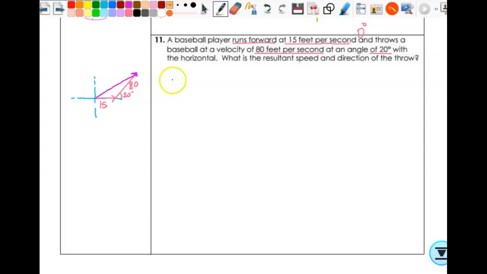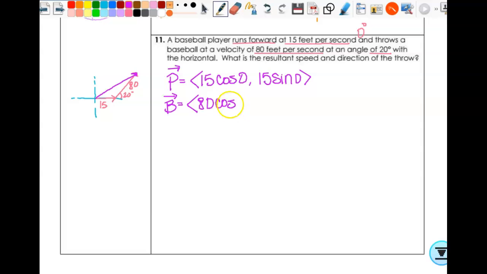We'll have the player. We'll do P for player. That is going to be 15 times the cosine of 0, 15 times the sine of 0. Then we have the baseball. That's going to be 80 times the cosine of 20, 80 times the sine of 20. And then let's talk about something else before we start pushing buttons on the calculator.